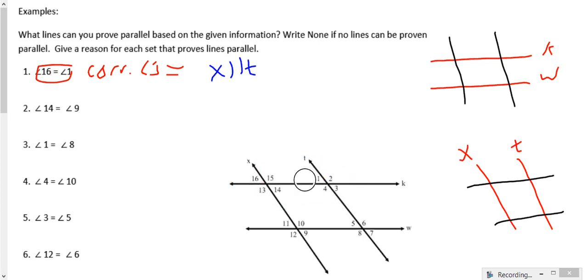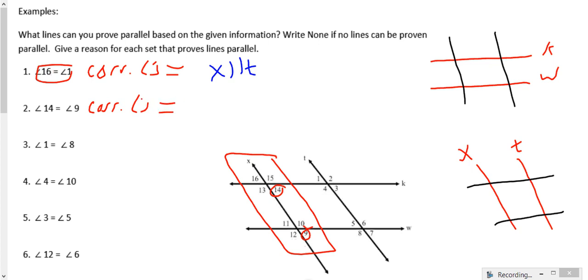So we're going to focus. There's a lot of information here, so we need to really focus on what information they're giving us. So 14 and 9. 14 and 9 are connected by the line X, so that's the transversal. By the looks of it, again, they are corresponding angles, and they must be equal in order for us to conclude parallel, and they say that. So since X is the transversal, K and W are the lines it intersects, and those are the parallel lines. K parallel W.